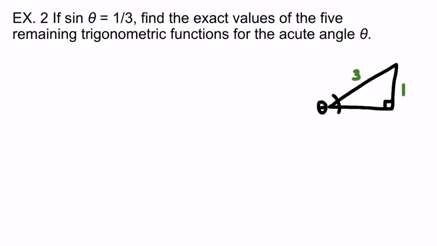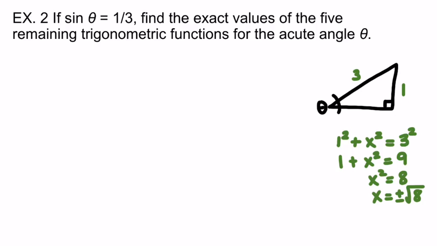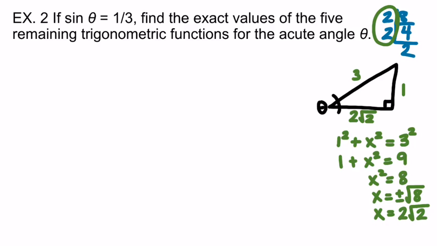I'm going to use Pythagorean theorem. So 1 squared plus x squared equals 3 squared. 1 plus x squared will equal 9. X squared equals 8. If I take the square root of both sides, remember when we take the square root, it's the positive and negative square root of 8. But since we're talking about a triangle, we're not going to use the negative value. Okay, so the square root of 8 simplifies and reduces to 2 square root of 2. So that's our missing side of our triangle.